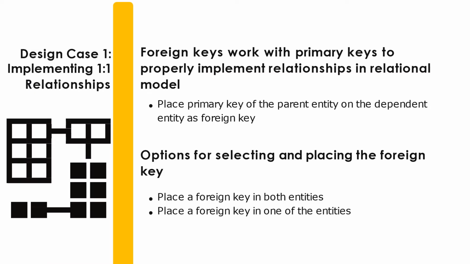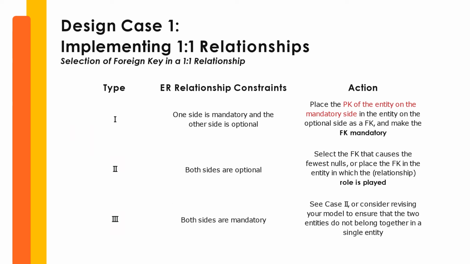Now let's take a look at some design cases. If we would like to implement a one-to-one relationship, the foreign keys work with primary keys to properly implement relationships in the relational model. We usually place the primary key of the parent entity on the dependent entity as the foreign key. Now, if you have a one-to-one relationship, you have two options for selecting and placing the foreign key. First, you can place a foreign key in both entities, or you can place a foreign key in just one of the entities.